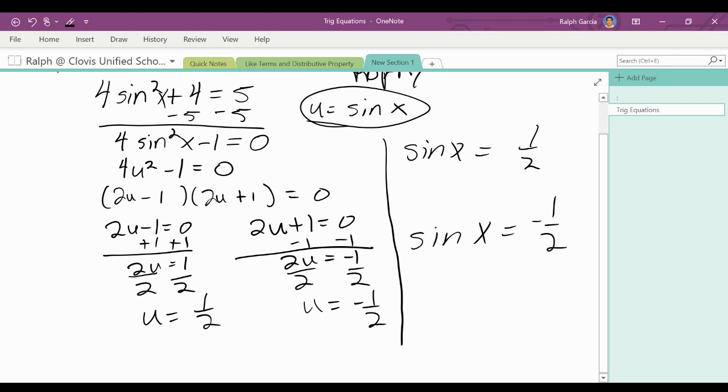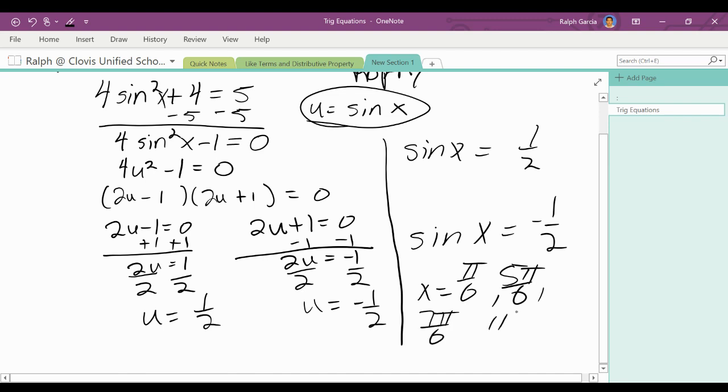Well, there's really more. Now I have to go to the unit circle and ask myself, basically, where is that? That's everything that's over 6, so x is going to equal pi over 6, 5 pi over 6. Those are the ones that correspond to that top one. And then the bottom one is 7 pi over 6 and 11 pi over 6.